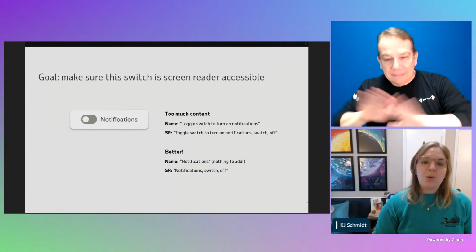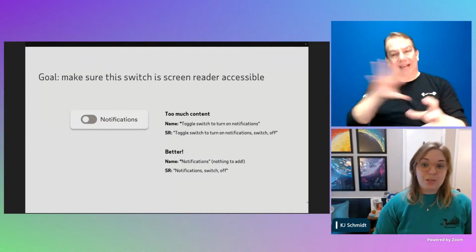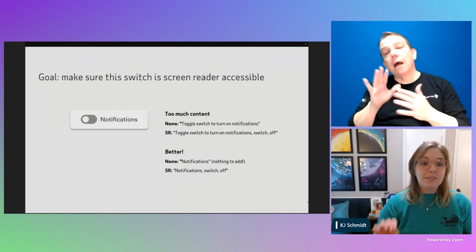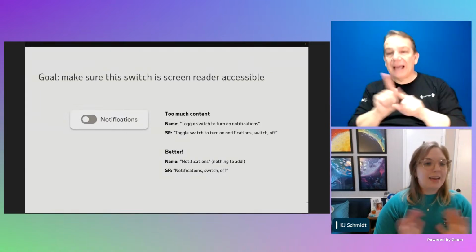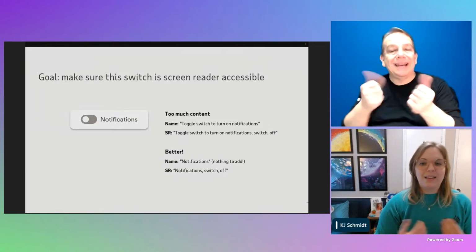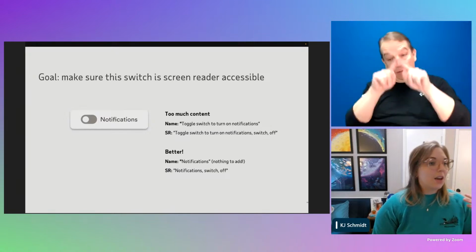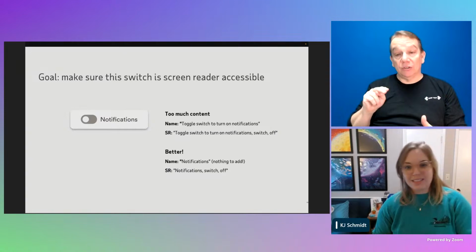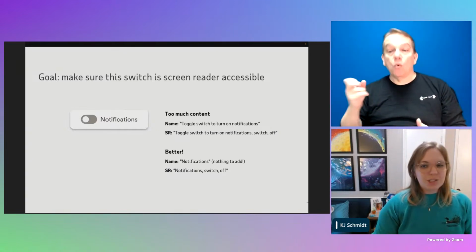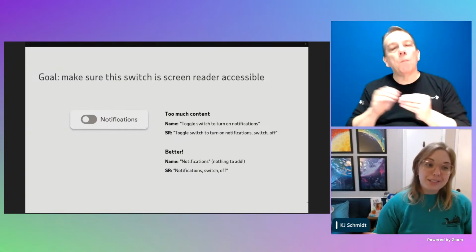So because we know what we get for free, a better option for this switch is just to leave the visible text, notifications, as the accessible name and not add anything else. A screen reader will now announce something like notifications, switch off, or notifications, switch on, which is much cleaner to listen to and it's easier to code.